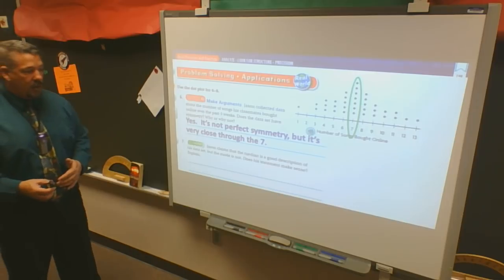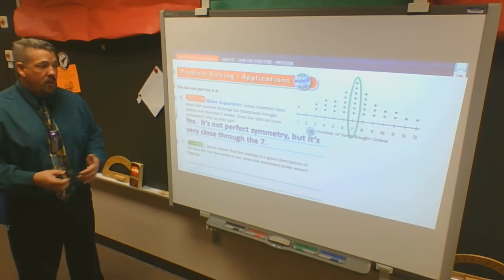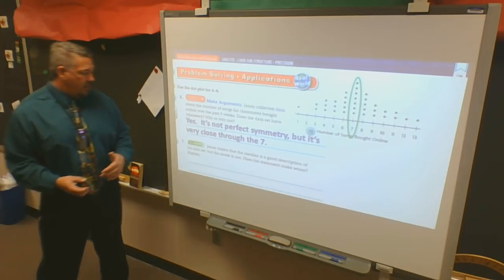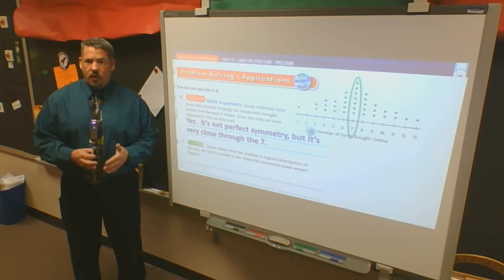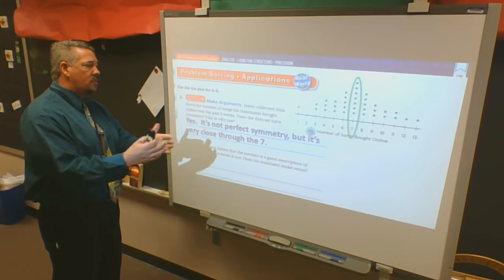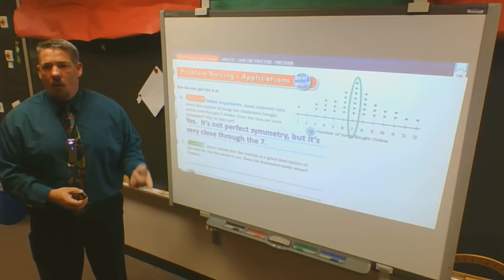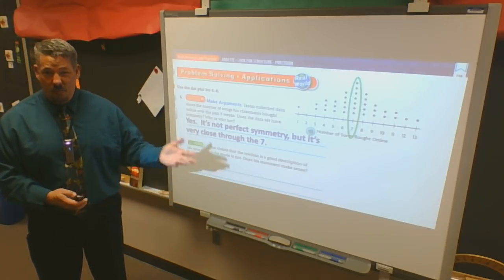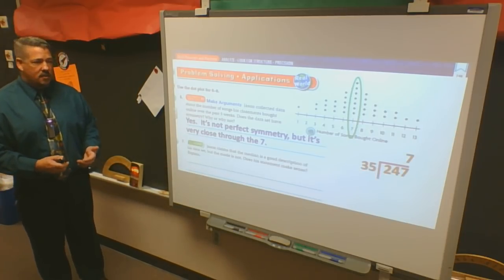Jason claims that the median is a good description of his data set, but the mode is not. Does this statement make sense? So the median is what? The middle of the group, right? So if we knock them off and we go to the center number, we're going to find out that the median is 7. Well, what's the mode? The mode's also 7, isn't it? So that's a really bad statement.